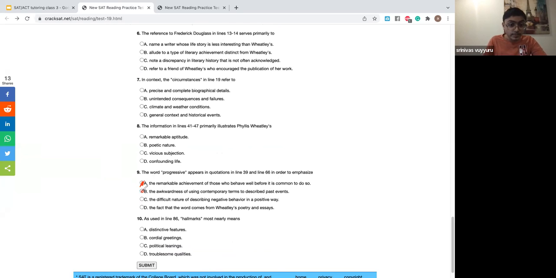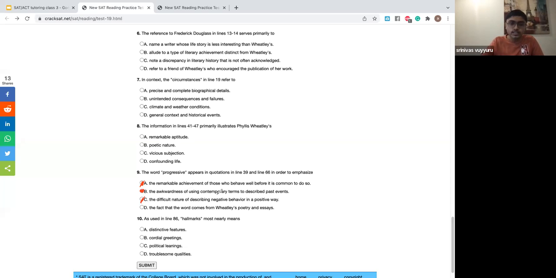The answer is B because I guess back then it was progressive to not allow your slaves to be educated and to, I guess, free slaves. But now it isn't really progressive to even have slaves in the first place. So it's just awkward to use the word progressive to describe something that is considered bad today for something that happened in the past. So it doesn't talk about negative behavior at all.